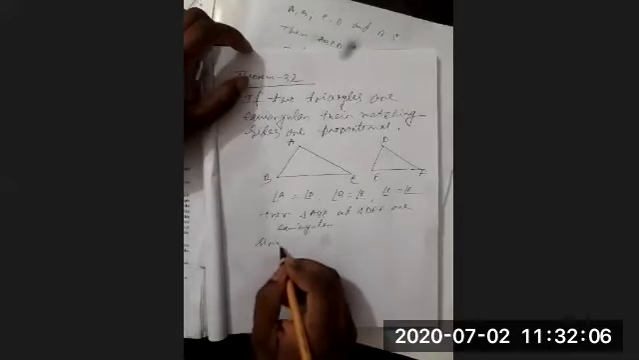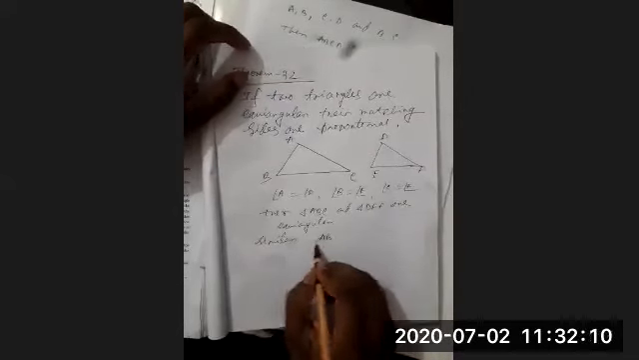And then these two triangles are similar. Similar means the ratio of the corresponding sides are equal: AB by DE equals BC by EF equals AC by DF.